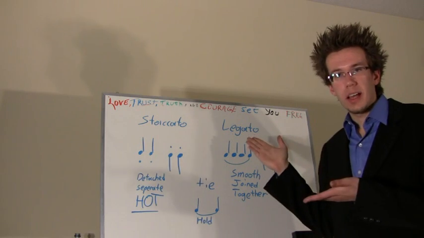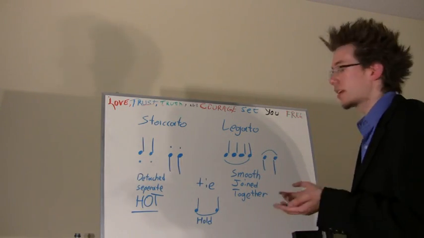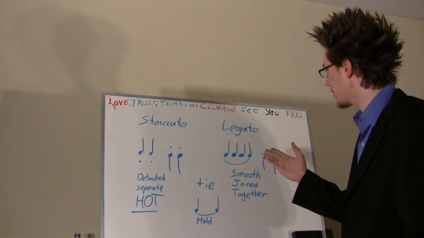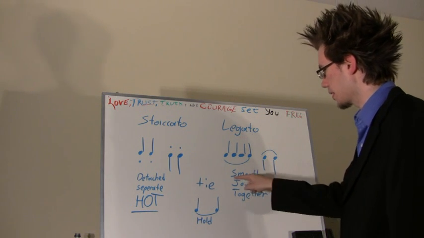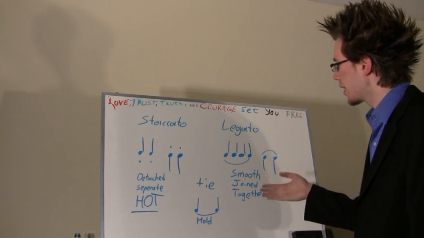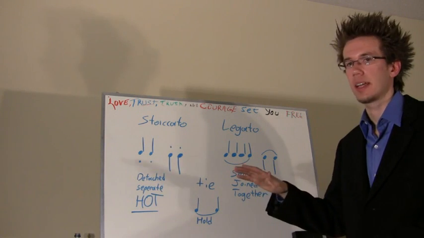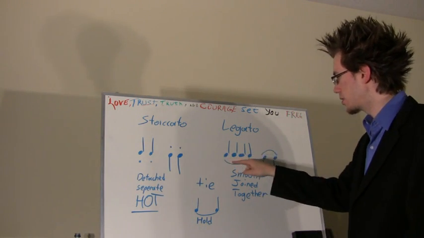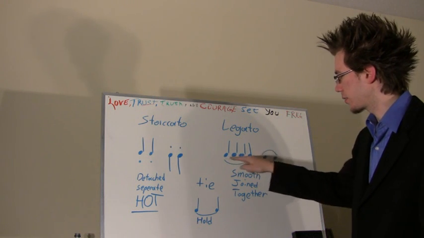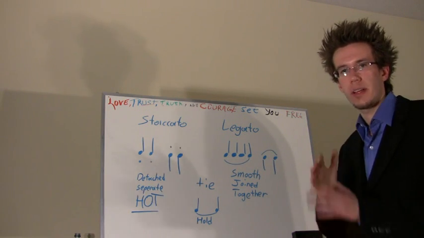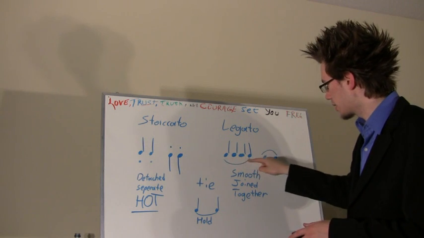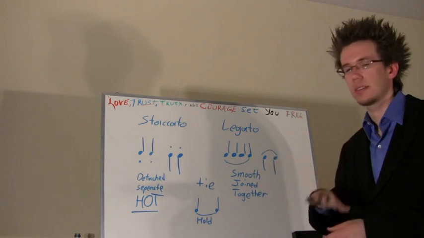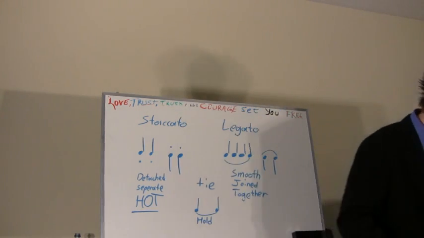Okay, now the flip side of that is legato. Legato. And that is smooth. That's what it really means, smooth. You can also think of it as joined together, like they're all together. Now, it's usually indicated by something called a phrase. A phrase is like this little curve here that's connecting all these notes together, and they want you to play it together like this.